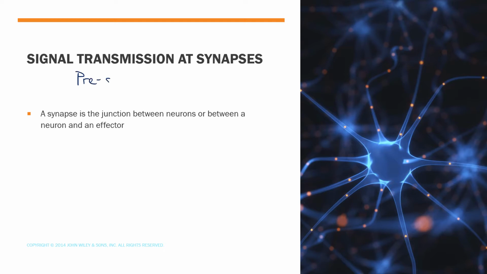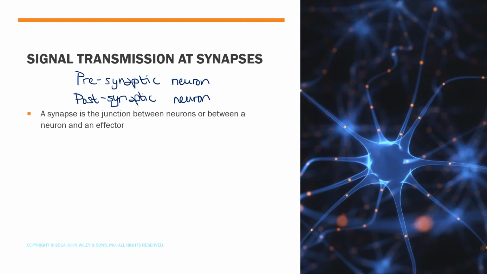The term presynaptic neuron refers to a nerve cell that carries a nerve impulse towards the synapse. And then postsynaptic neuron. These are the cells that receive the signal and they carry the impulse away from the synapse.